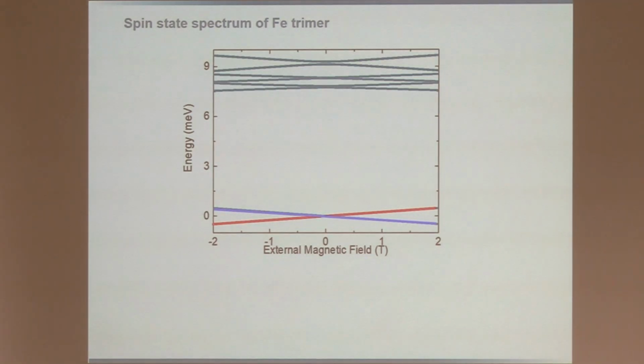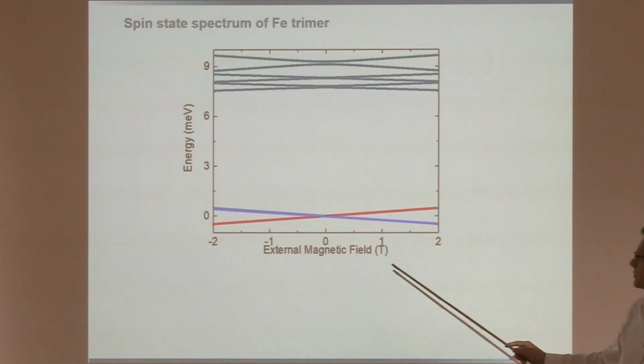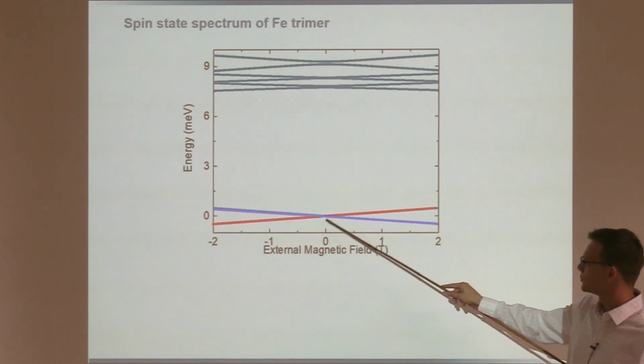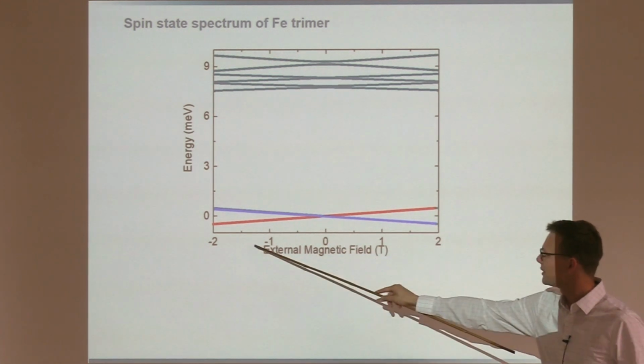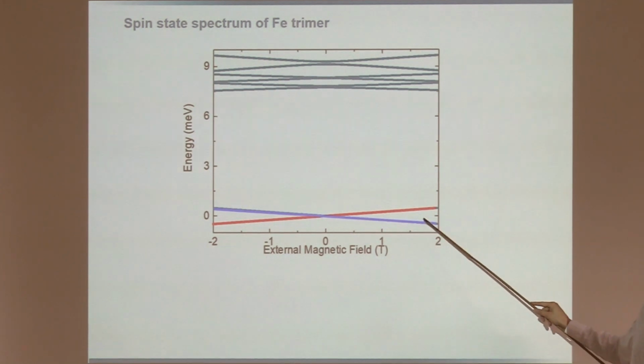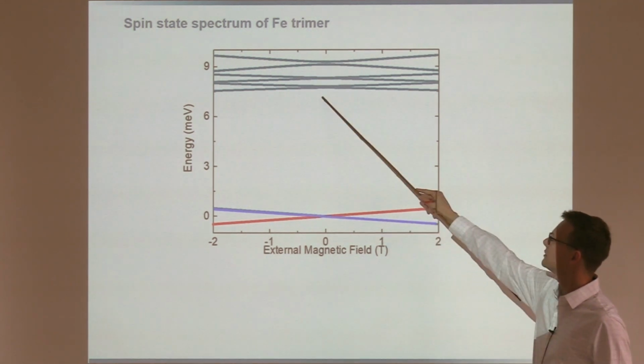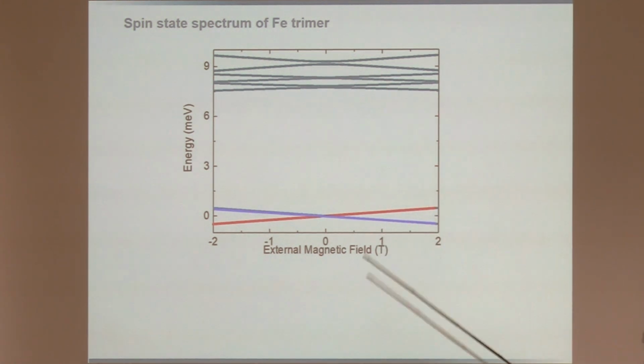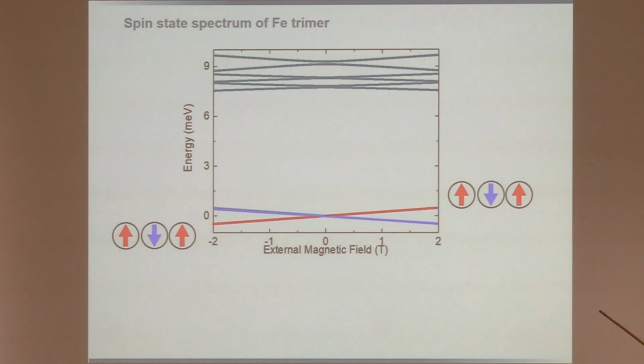We investigated this structure for a while, and to be conscious of the time, I don't want to show you how we arrived at this energy level diagram, but these are the low energy spin excitations or spin states of the system. We get two low energy states. If we apply an external magnetic field, these states show Zeeman splitting. Then there's an energy gap of about 7 milli-electron volt, and then come a bunch of higher excited spin states.